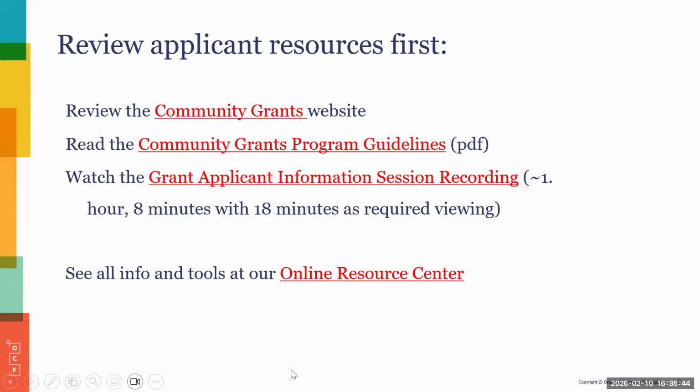Before we begin, there are three pre-review resources. The website, which includes frequently asked questions, the program guidelines, also known as the RFP or request for proposals, and finally, a recording of the information session for the nonprofits that are applying for the grants. You can find all the information and tools at our online resource center linked here.